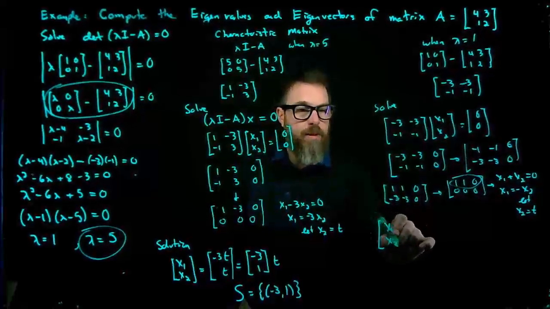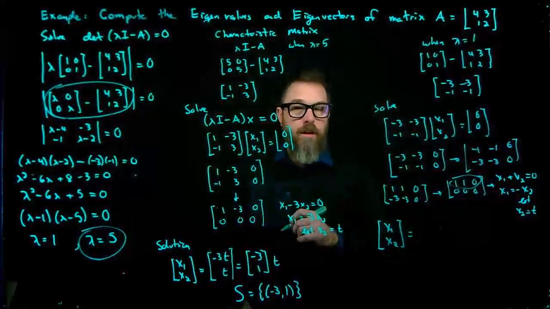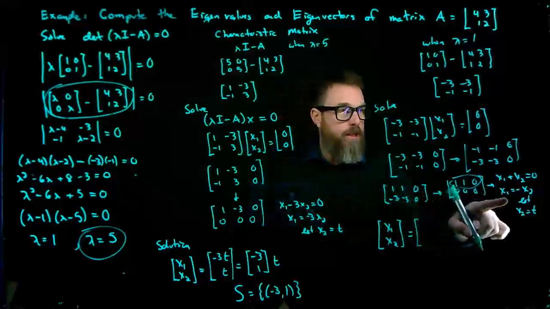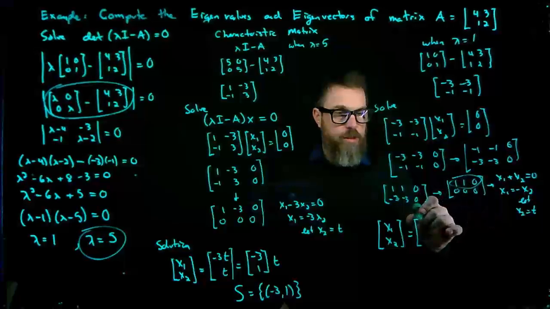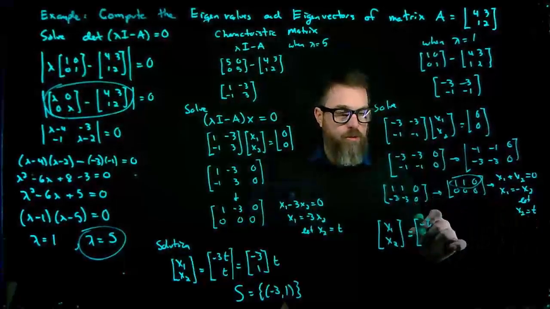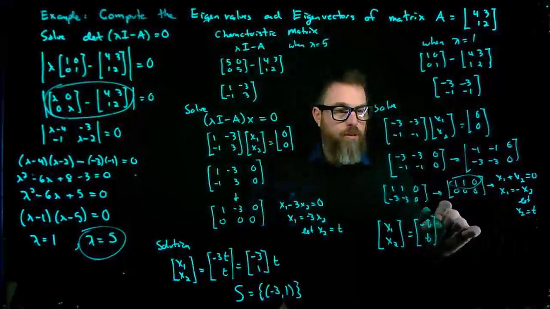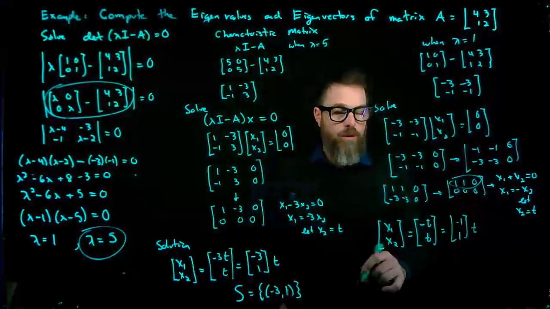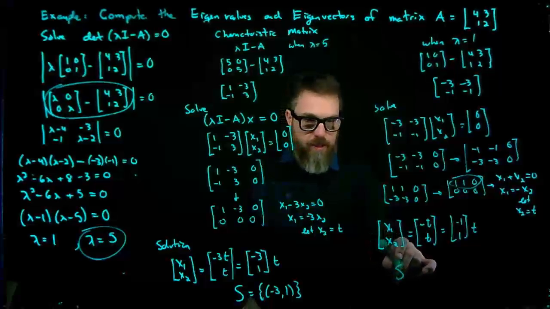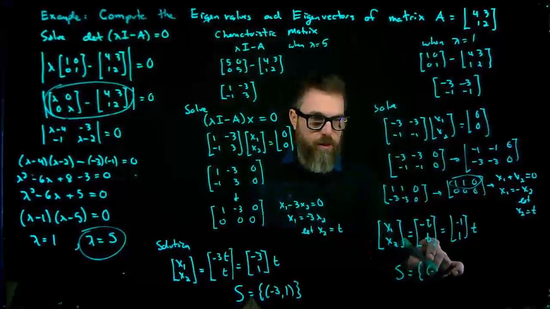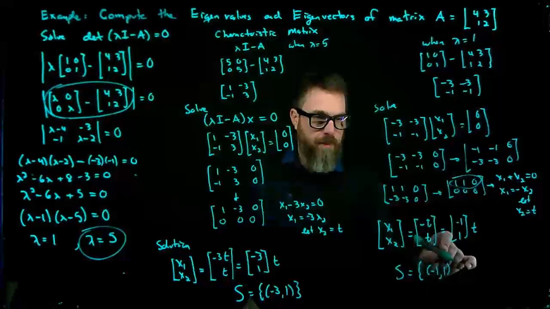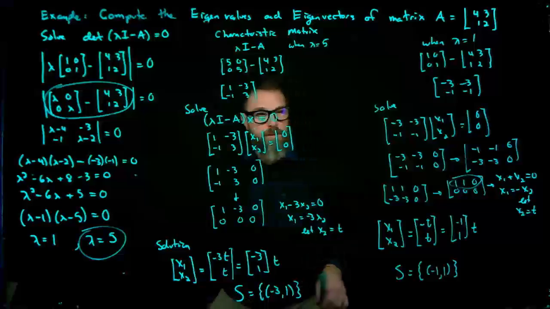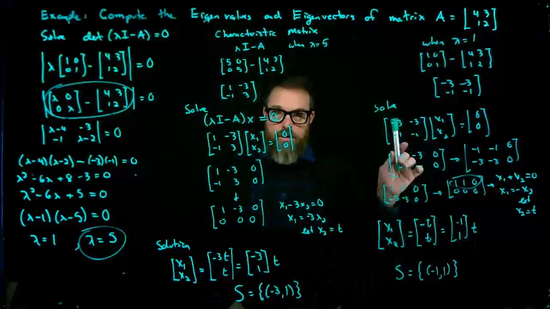So then our eigenvector, or basically the basis of all these eigenvectors, is going to be equal to, well, x1 is negative x2, but x2 is t, so this is negative t, and x2 is just straight up t. So when I factor out t, I'm going to get the basis of the subspace, which is negative 1, 1. So we'd say S is going to be equal to this basis right here. So again, we get another line, because this is a one-dimensional subspace.